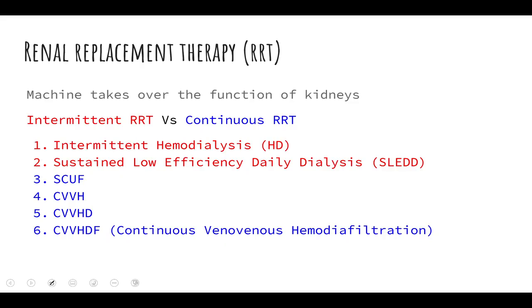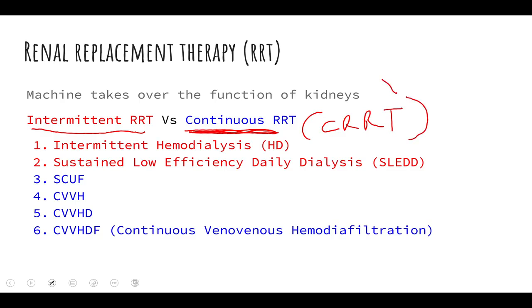This renal replacement therapy could be intermittent, or it could be continuous. When it's continuous, it becomes CRRT, continuous renal replacement therapy, and that's the focus of this video. Just to let you know, intermittent RRT is hemodialysis. That's one of them. And then you may have heard of SLED, or sustained low efficiency daily dialysis.